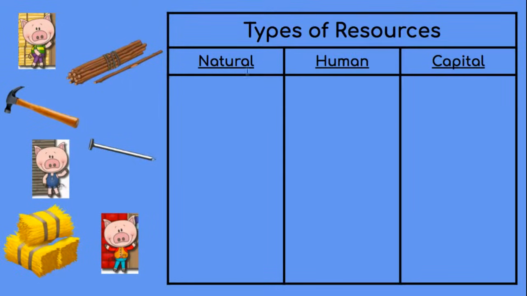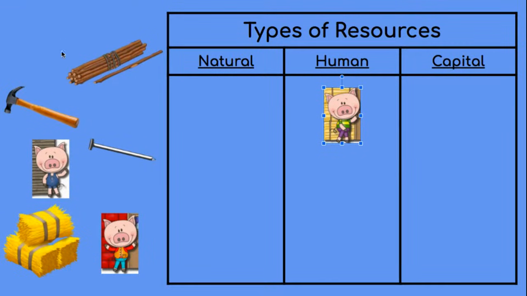So here's what we're going to do. We're going to talk about the natural resources, which come from nature, the human resources, which are the manpower, the people that provide the service, and capital resources, the tools that we use to build with or to make things. So to start off with, we have the first little pig. Well, that would be a human resource.